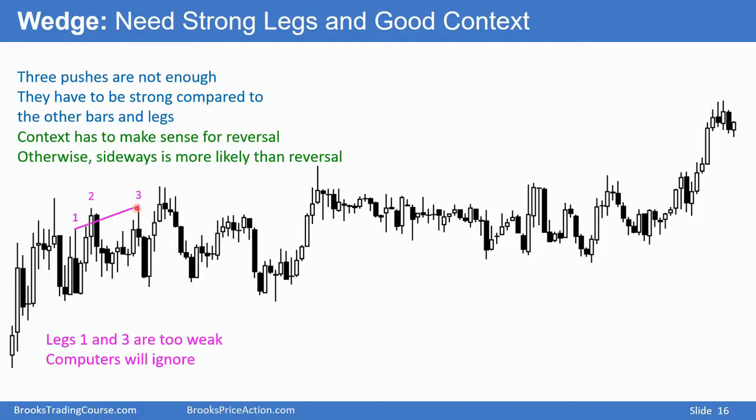Leg 3 up, not all that strong up. Most computers will not consider this a wedge. There were not 3 strong pushes up. There was 1 strong push up here, but not 3 strong pushes up. Traders will see this more as legs within a trading range, and they'll expect more trading range, not 3 strong attempts to rally that are failing.